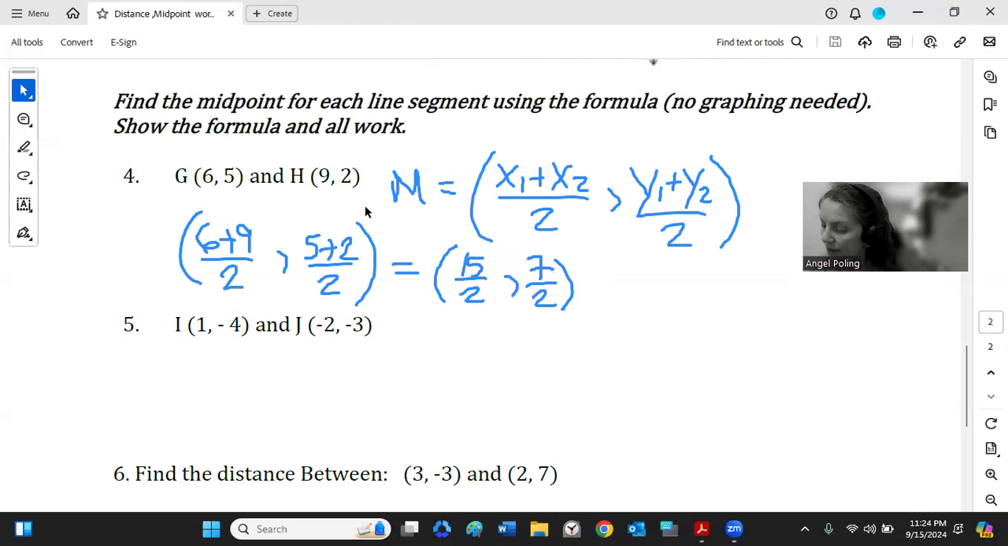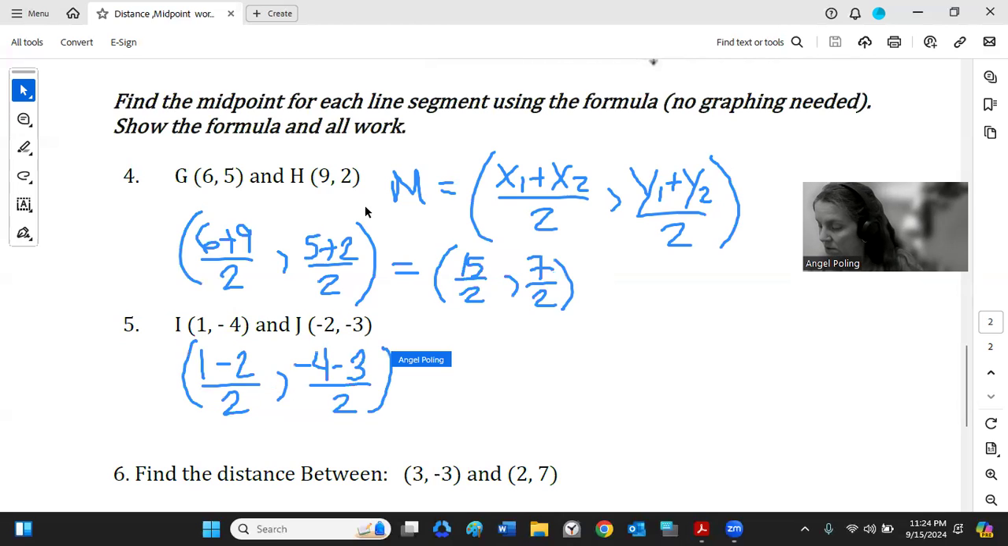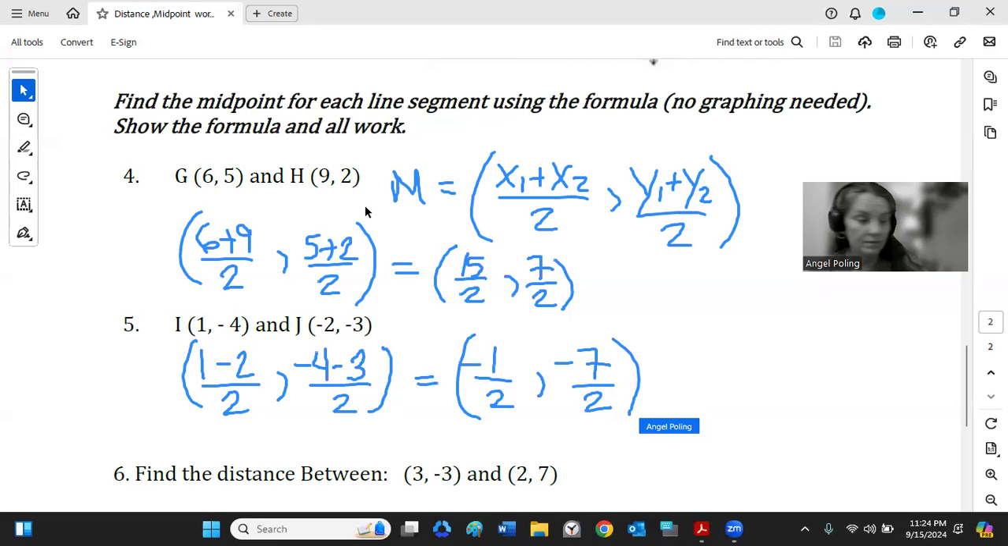Okay, now on the I to J, we have 1 plus negative 2 over 2, and we have negative 4 plus negative 3 over 2, which gives us negative 1 over 2, comma, negative 7 over 2. Double check my answers, my previous work.